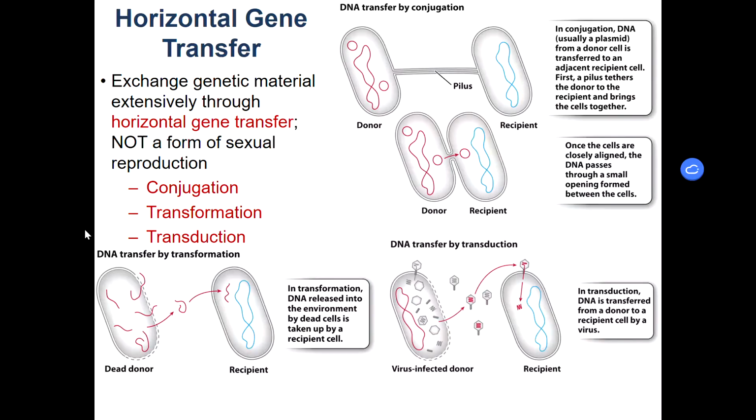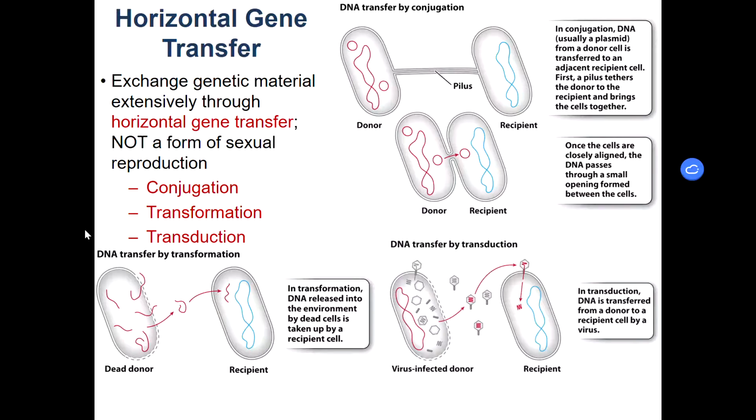So this is the exchange of genetic material only by sharing. So they're not reproducing, they're just sharing. They're transferring their genes. So we can have a donor cell, and in both cases, there is a recipient cell that will take up the DNA. There are three different ways that these types of cells can do this.